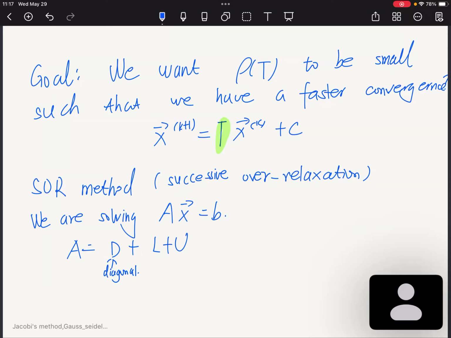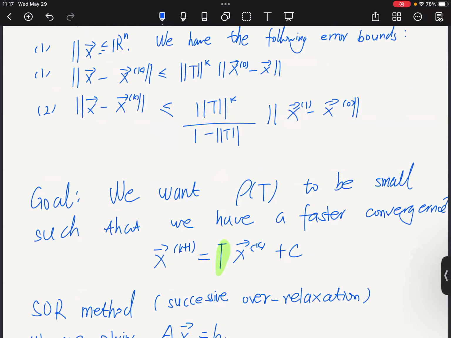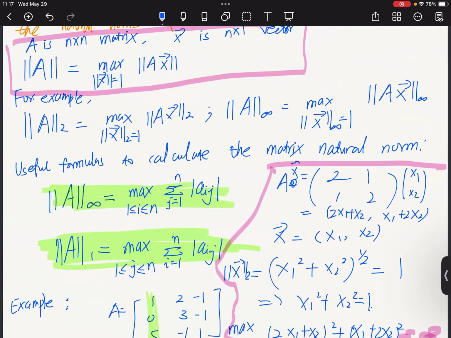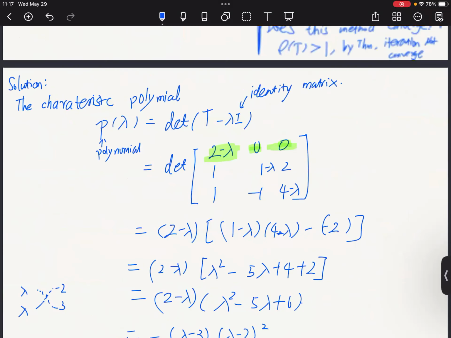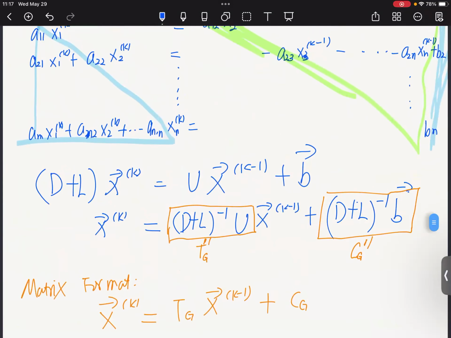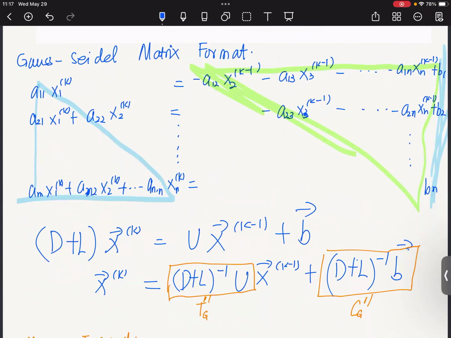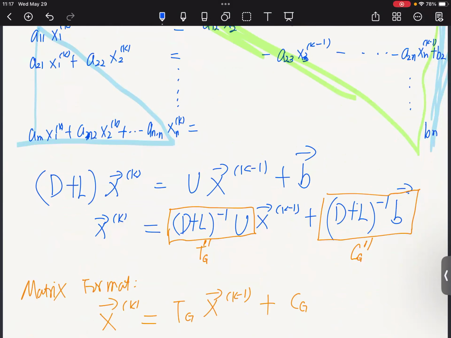Let's go back here. If we go back to what we have in the Gauss-Seidel map versus the matrix format, let's take a look. We review something and then learn the new things. This is the Gauss-Seidel map version, and we have the Ax. So how can we get this matrix format?